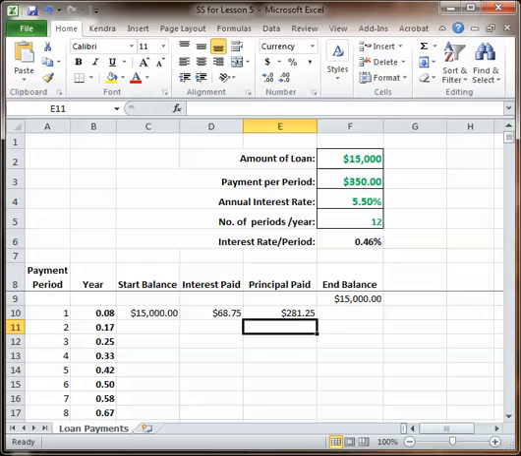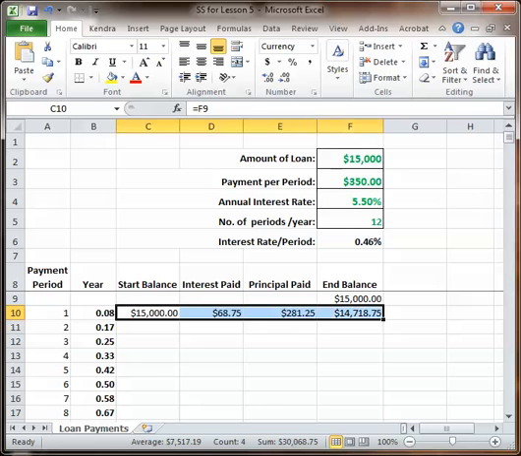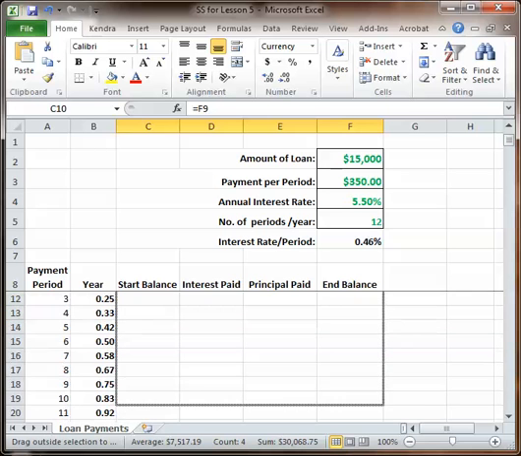Okay, so what's remaining out of the $350 is $281, and that's going to come off the balance of the loan. So our end balance is going to be our start balance, take away whatever the principal that gets paid off is. Okay, and if all is correct, our end balance will be $14,718.75.